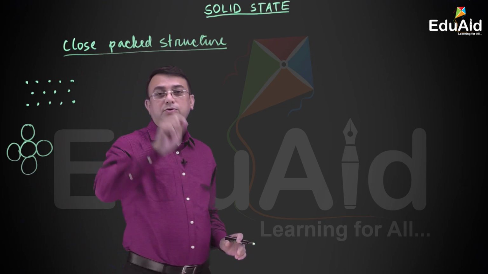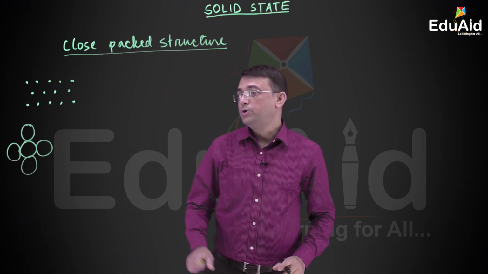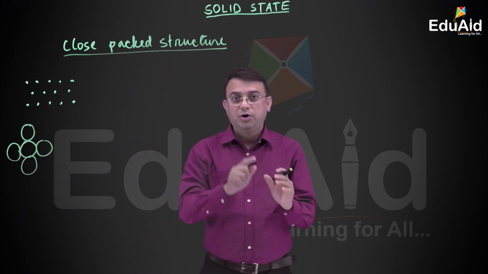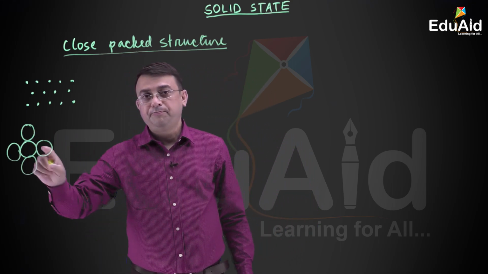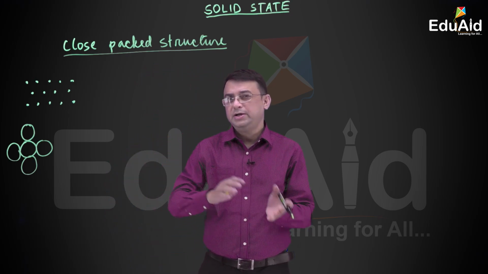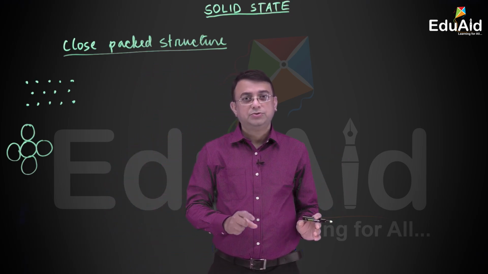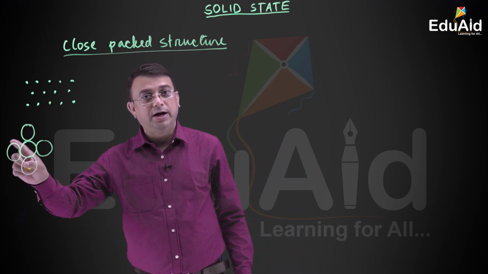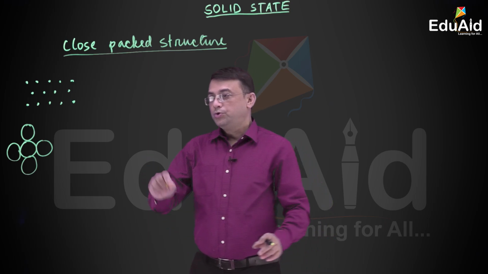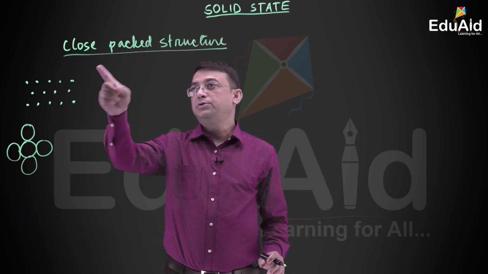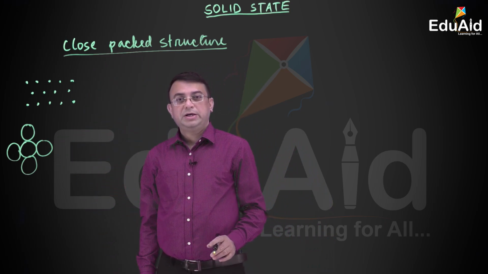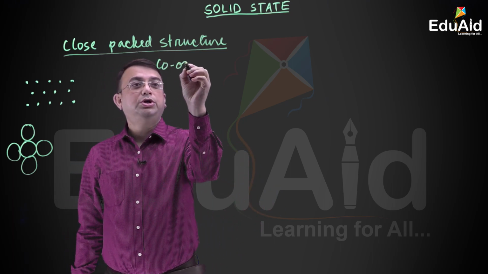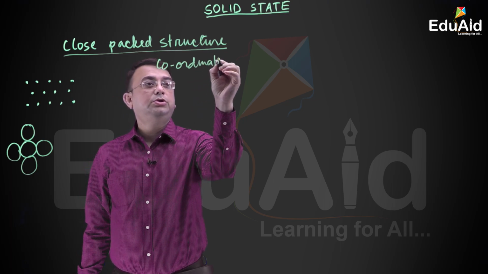Now to understand close packed structure, we consider the constituent particles to be hard spheres of equal size. It is just spherical. Whatever the type, whether it is an atom, a molecule, or an ion, we consider all particles to be equal size hard spheres. Before we understand the actual features of close packed structure, we have to be familiar with a particular term called coordination number.